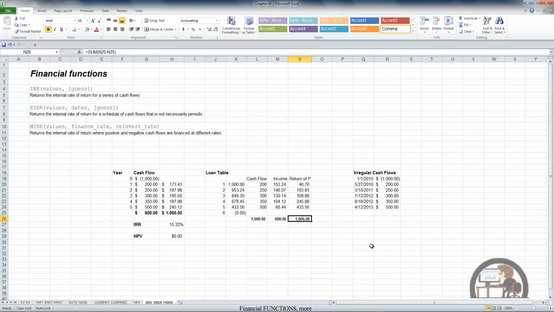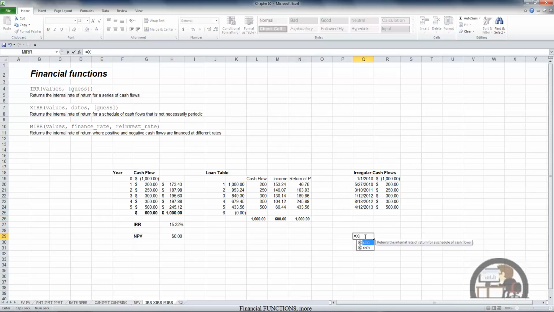So I'm going to use the XIRR, tab that into the cell. The values are here, comma. The dates, of course, are here. And I'm not going to guess. I'm going to let Excel figure it out. Close the parentheses, Control Enter.